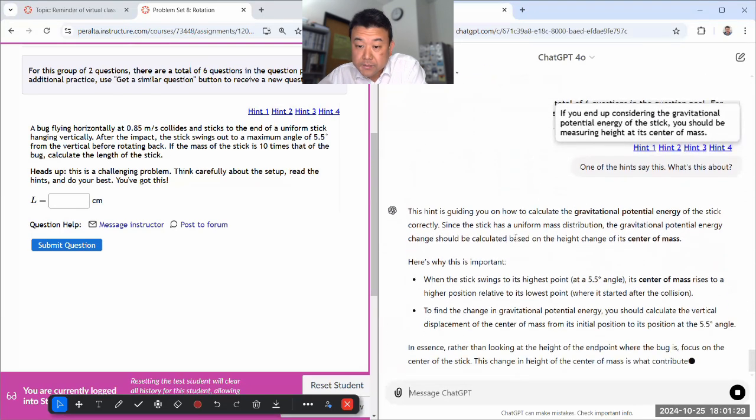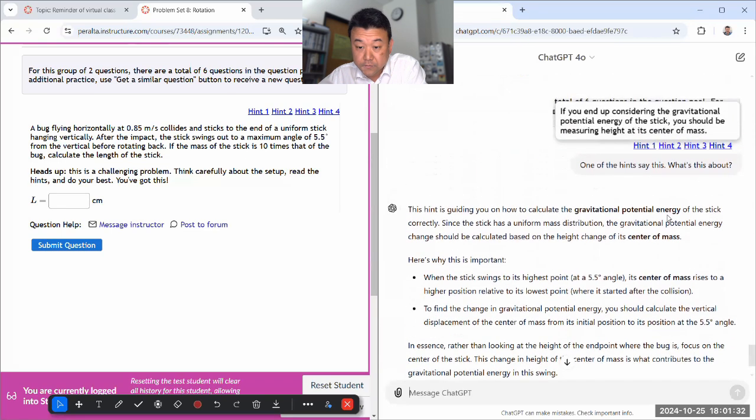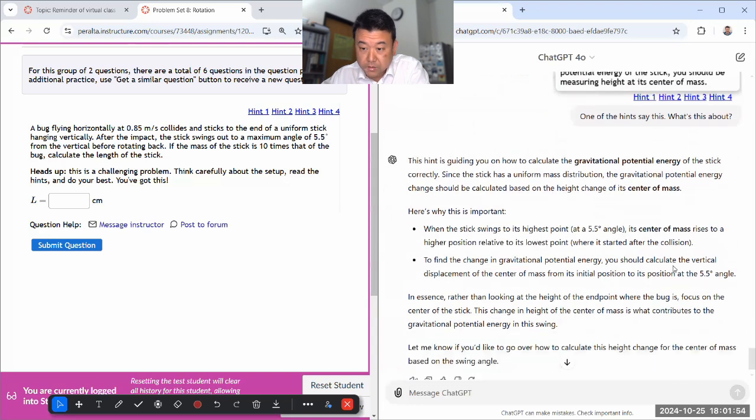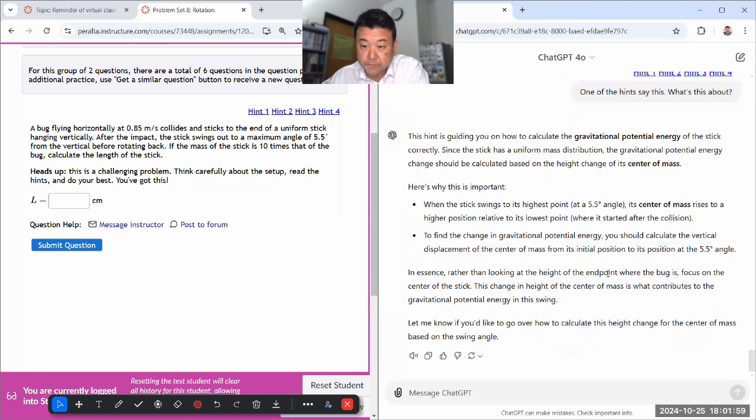It's guiding you how to calculate based on the change of its center of mass, and you should consider the center of mass due to the stick and the bug. The mass of the stick is 10 times the bug. The bug is heavy enough that you shouldn't ignore it entirely. Its center of mass rises to a higher position. You should calculate the vertical height from the end where the bug is. Focus on the center of the stick, and the change in height.